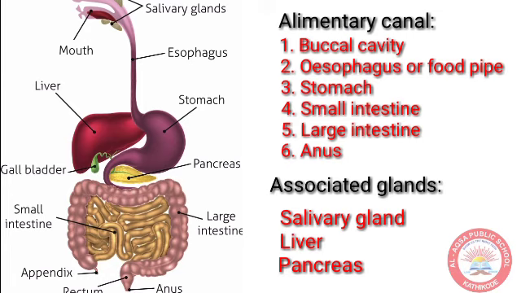Now, the associated glands include the salivary glands, the liver and the pancreas. These glands produce digestive juices which help in the process of digestion. We will see the role of each of these parts in the coming classes.